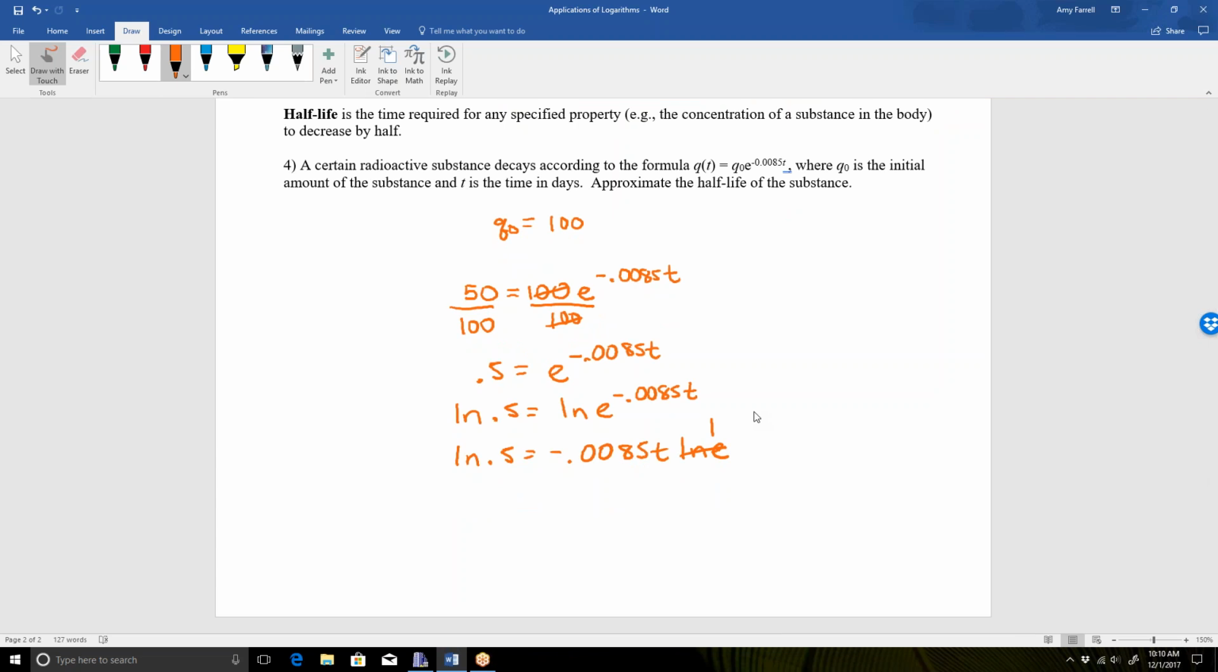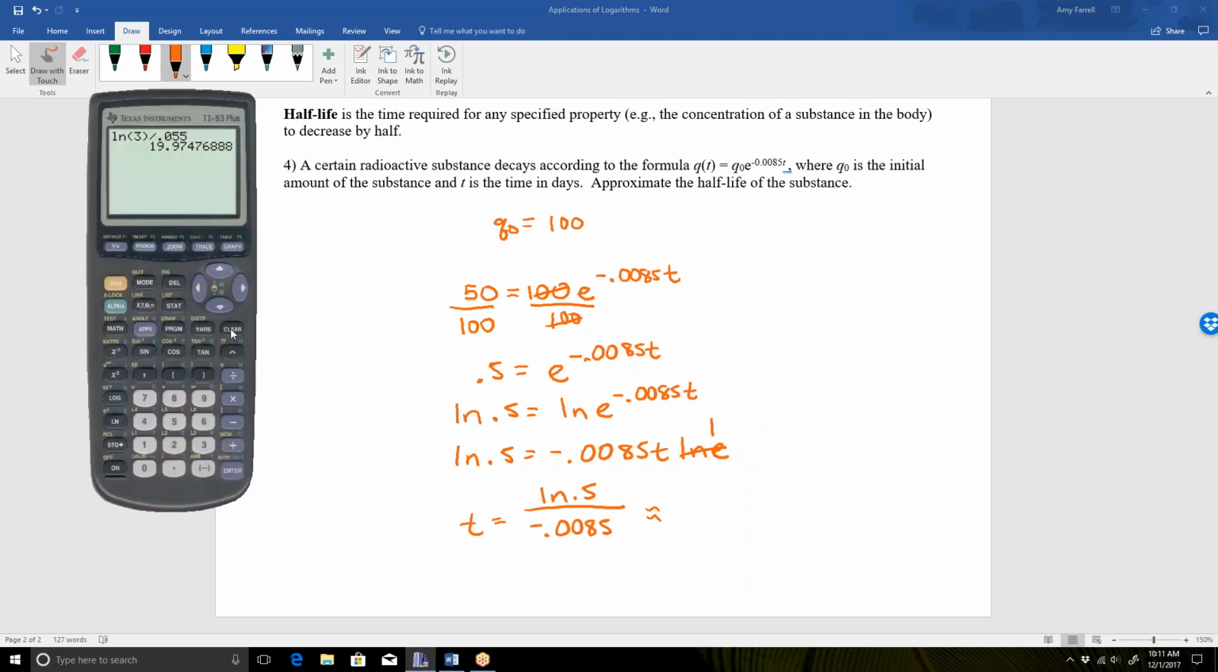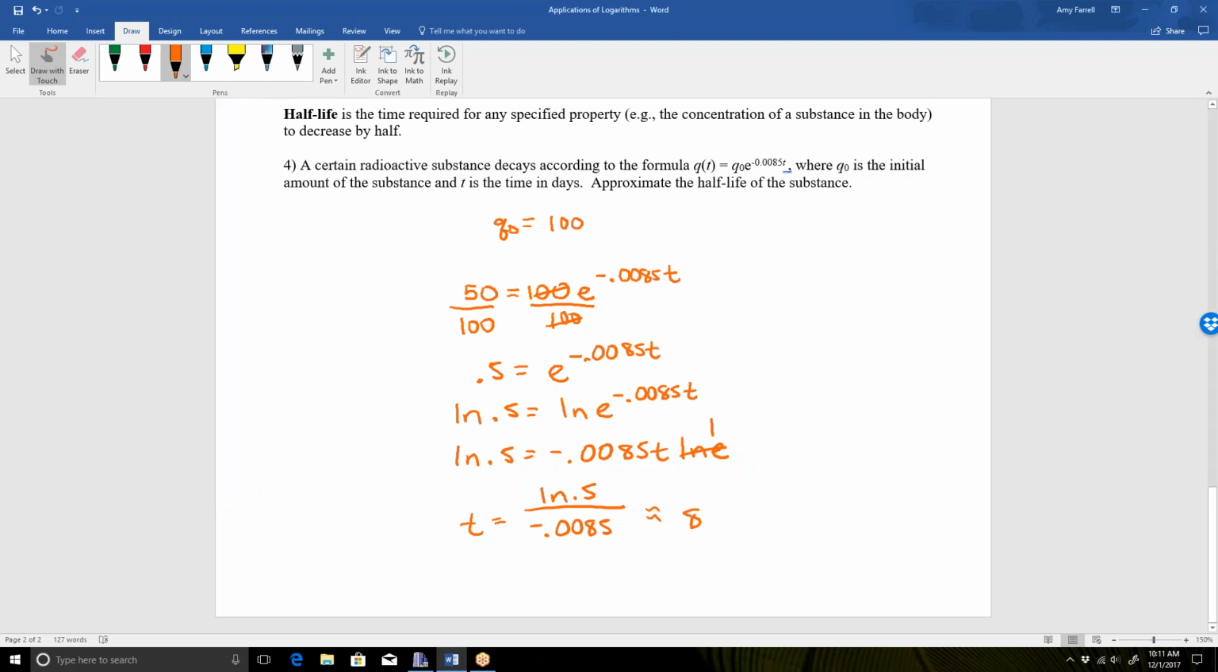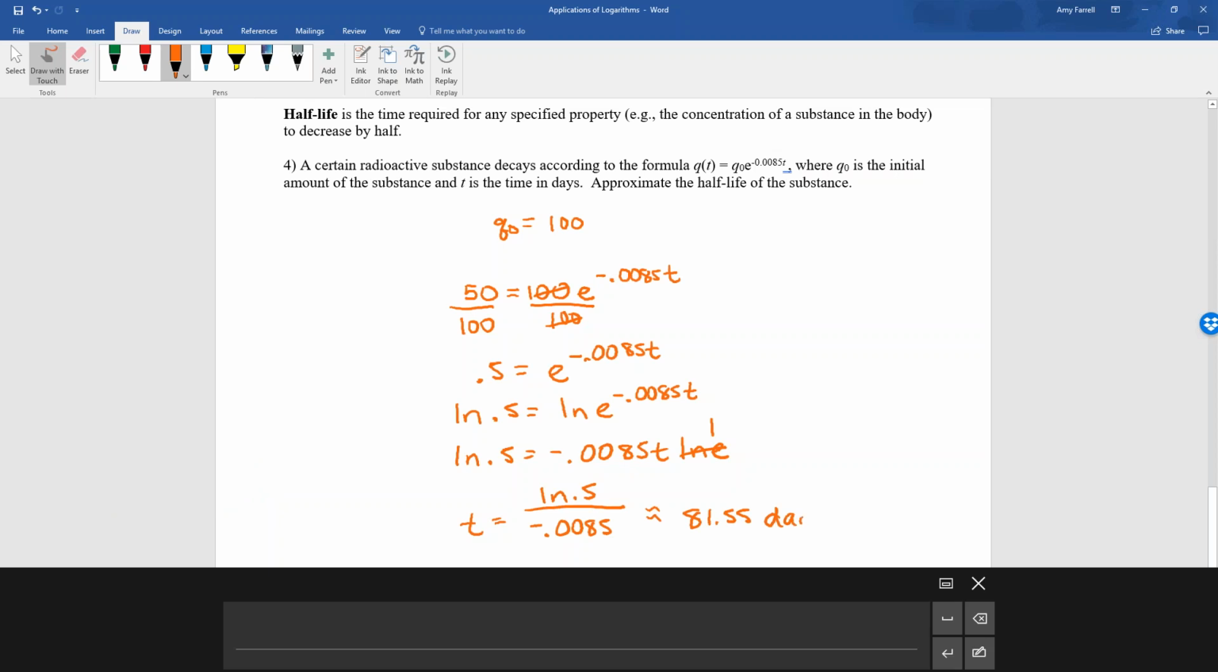And to solve for t, I'm trying to isolate t, so I'm going to divide by this. So t would be the natural log of 0.5 over negative 0.0085. Let's see approximately how many days. Now you may be concerned that we're dividing by a negative, and you may think we're going to get a negative answer, but we're not, because the natural log of 0.5 is actually a negative number. So it'll be a negative divided by a negative. So the natural log of 0.5 divided by negative 0.0085 means that the half-life is about 81.55 days.